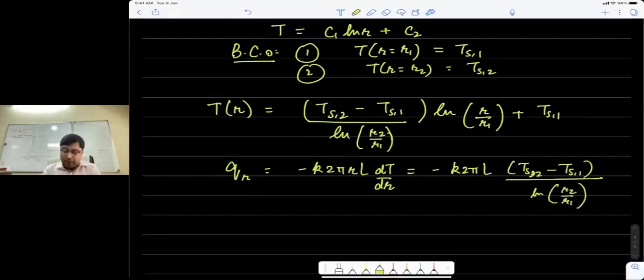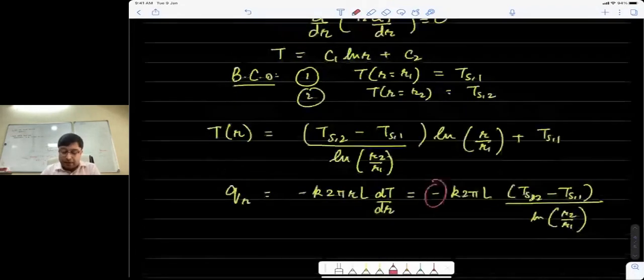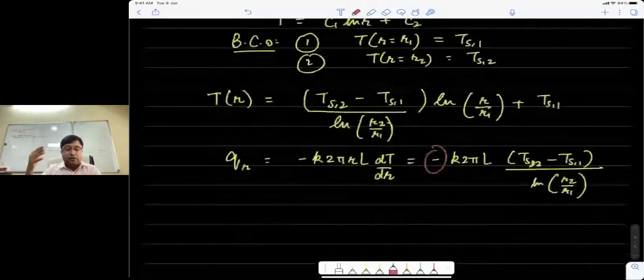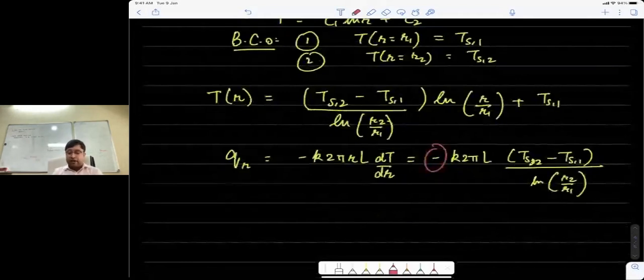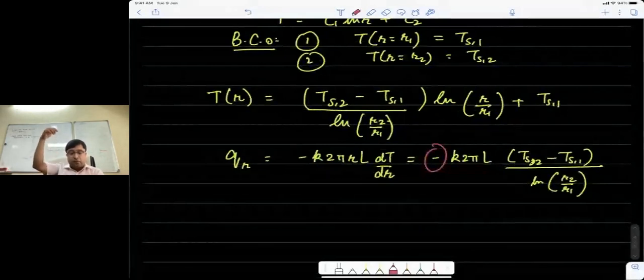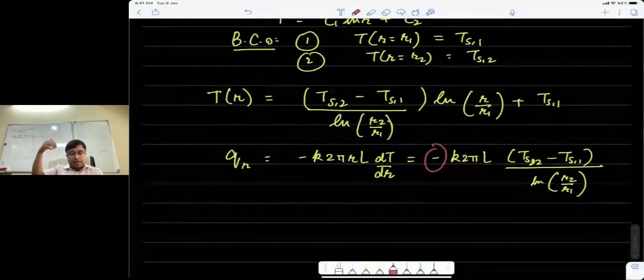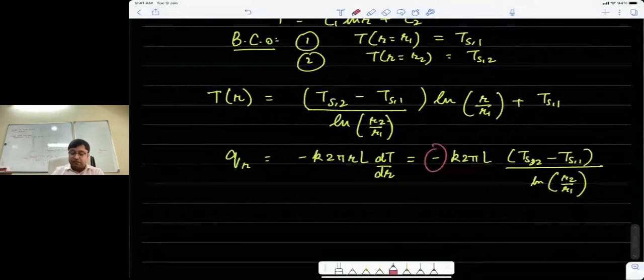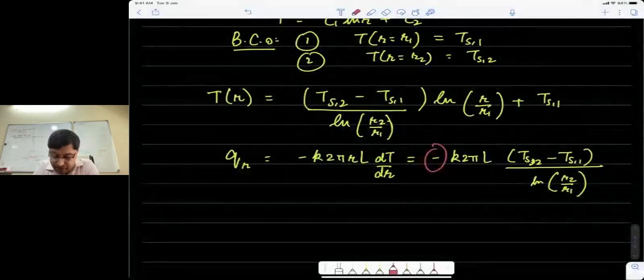And now I'm going to keep the negative sign here, which your book doesn't do, because this negative sign indicates, remember that I said the outer fluid is at a higher temperature as compared to the inner fluid, which would mean that heat has to flow from outside to inside. So this negative sign is essentially telling me that it's going from outside to inside, because TS2 will be more than TS1. So everything else is positive. The negative sign is telling me that heat flow is inwards and not outwards.